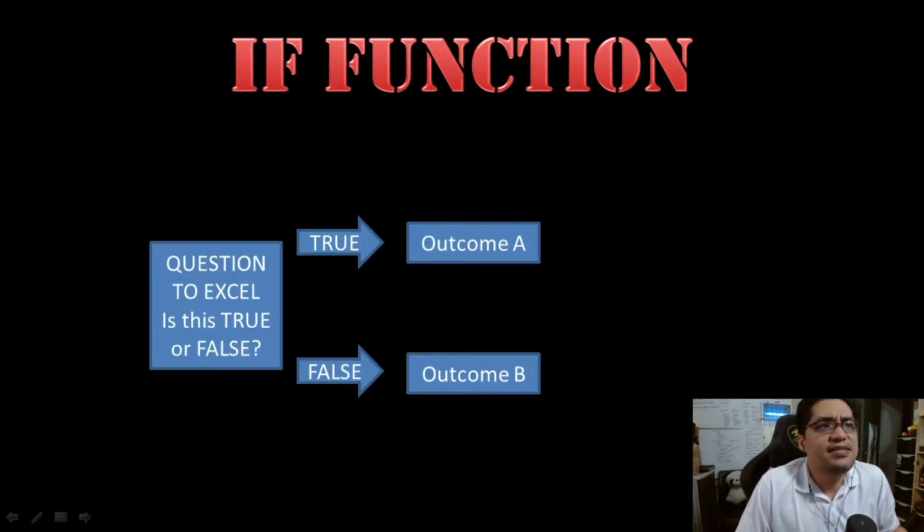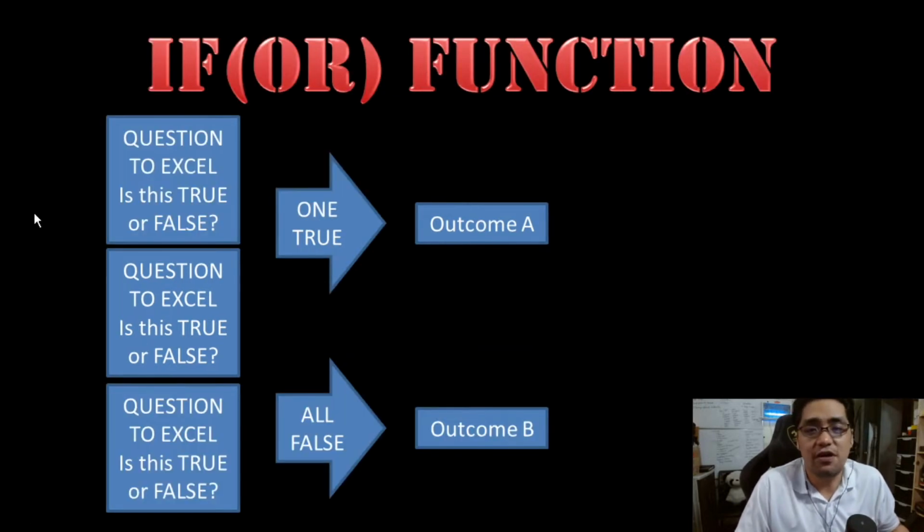So far, this is the kind of if function we've been discussing. In this kind of if function, the most basic kind, you just have one question, just one logical test. If this logical test is true, then you have outcome A. If this logical test is false, then you have outcome B.